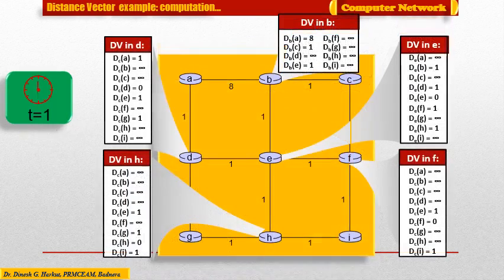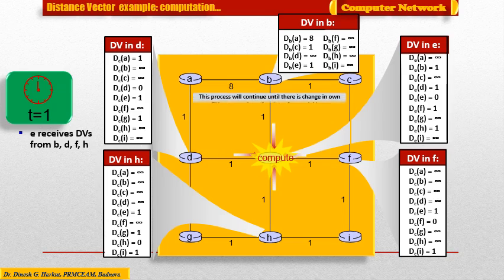Again, E will receive the updated distance vector from its neighbors, that is from B, from D, from H, and from F. Likewise, this process will continue. This process of recomputing the distance vector at each node will continue as long as there is a change in its own local distance vector or it receives an updated distance vector from its neighboring node. This is how the distance vector algorithm works.